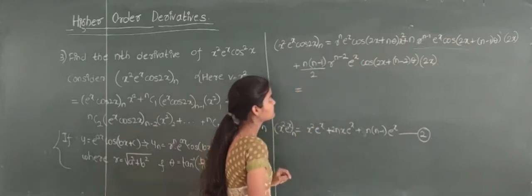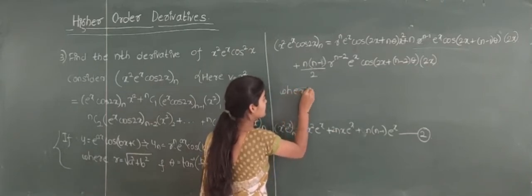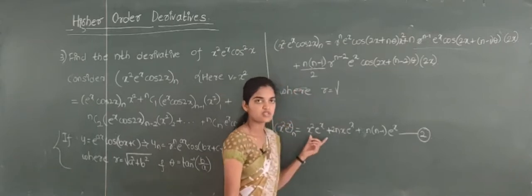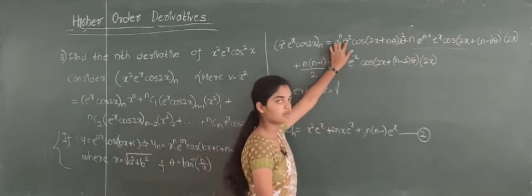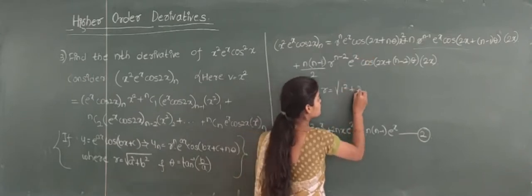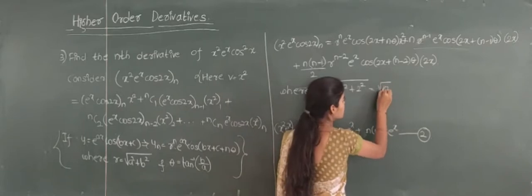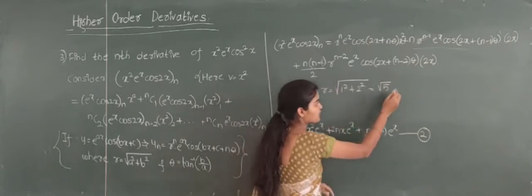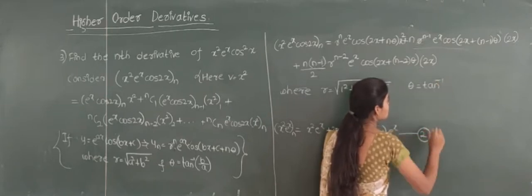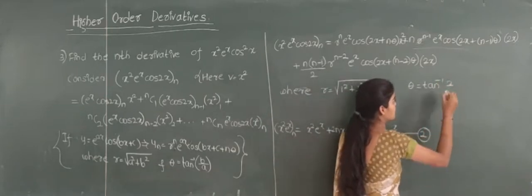So next again, before that we have to write the r and theta value, where r is equal to square root of a square plus b square. What is our a square value? That is 1 square, and b square value is nothing but 2 square. So 1 square plus 2 square is nothing but 5. So r value is square root of 5, and similarly theta value we will get as tan inverse of b by a, that means 2 by 1, and that is 2 itself.